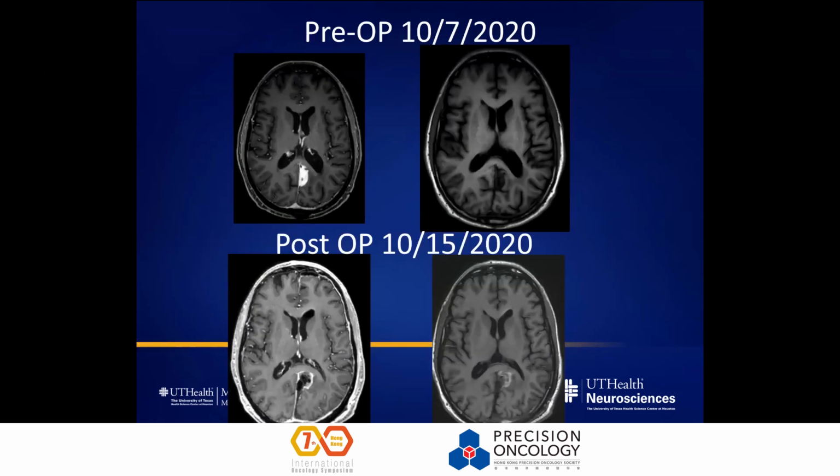And then this is the post-op, as you can see. This is pre-op, as you already saw, with contrast and then without contrast. This is post-op with contrast and then without contrast. These are all the post-operative changes, as you see. So it's a good resection by our neurosurgical colleagues.